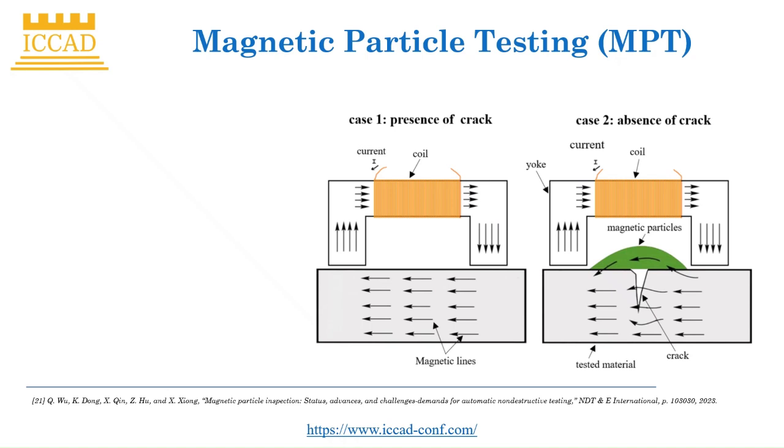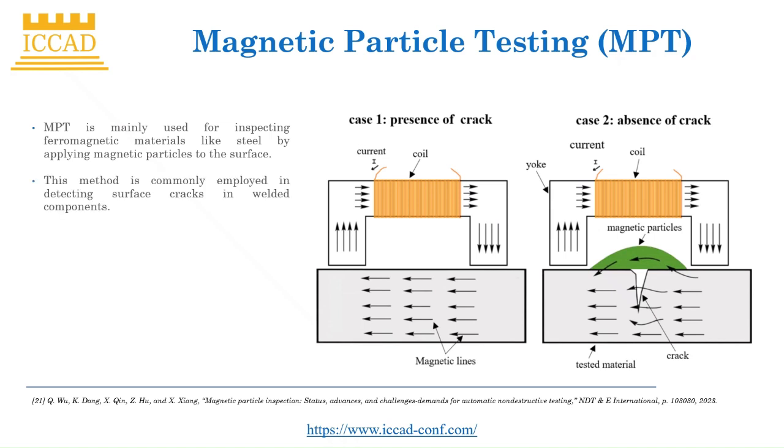We will move to magnetic particle testing. Magnetic particle testing is mainly used for inspecting ferromagnetic materials like steel by applying magnetic particles to the surface. This method is commonly employed in detecting surface cracks in welded components.